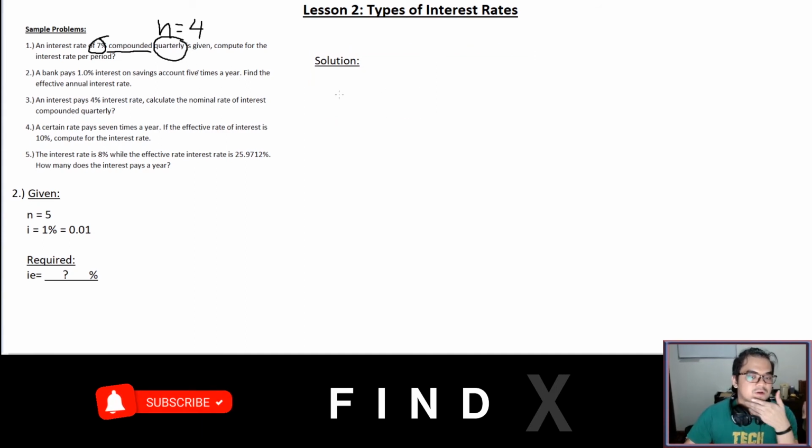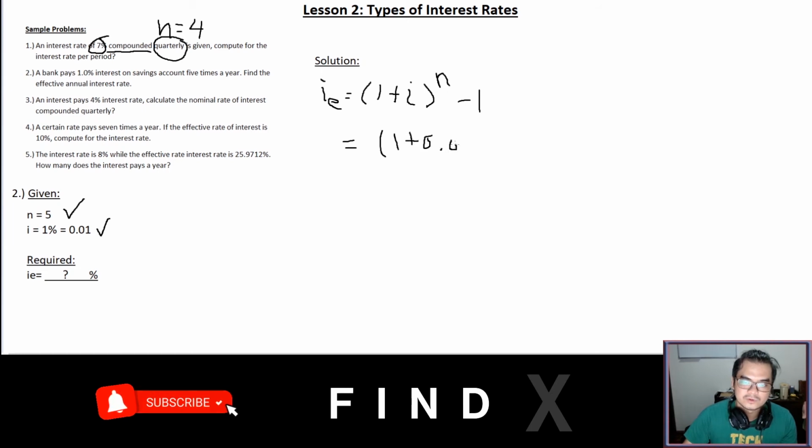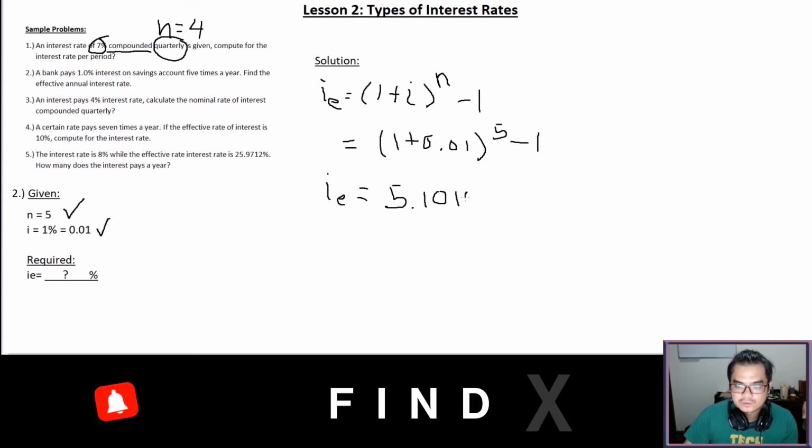For the solution, all you have to do is just use the formula I sub E is equal to (1 plus I) raised to N minus 1. That's the formula. And then applying the givens, N is equal to 5 and I is equal to 0.01. So that would be (1 plus 0.01) raised to 5 minus 1. Okay, so IE now will be equal to, if you will just use your calculator, 0.051010. Don't forget to multiply everything by 100%. So you will have 5.1010%.